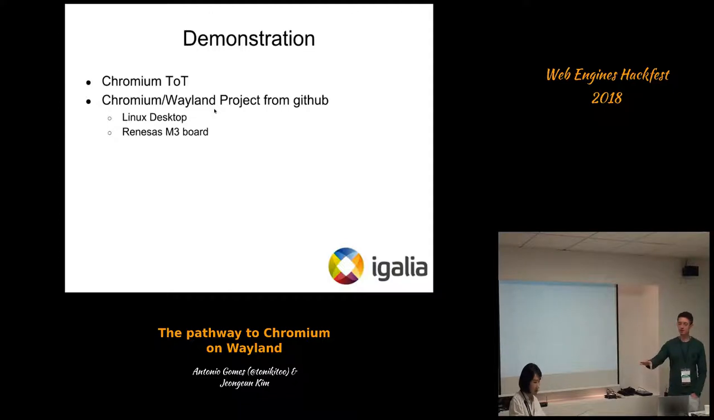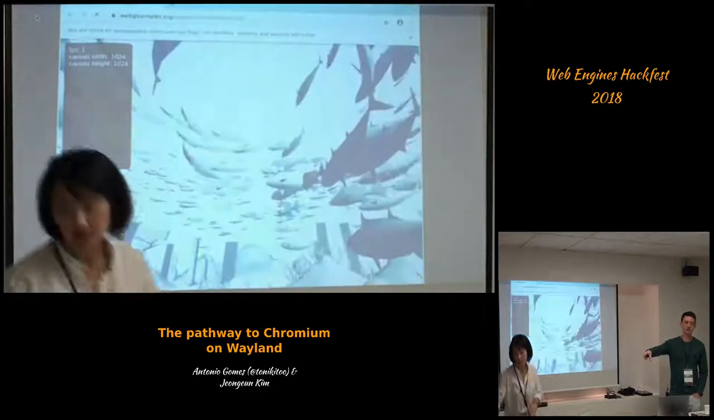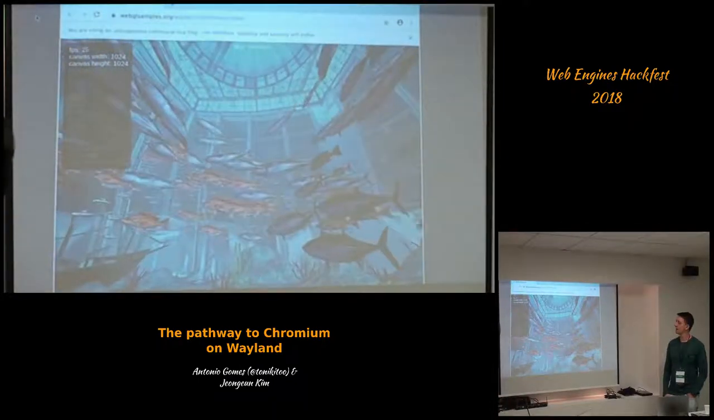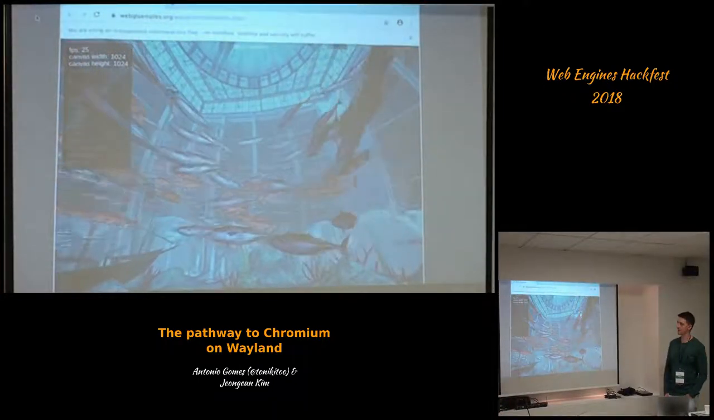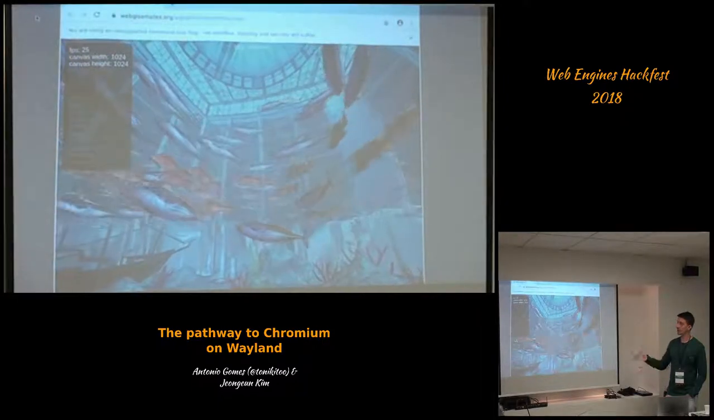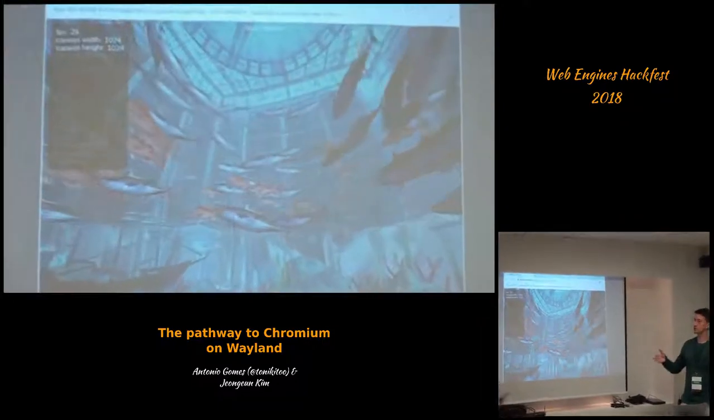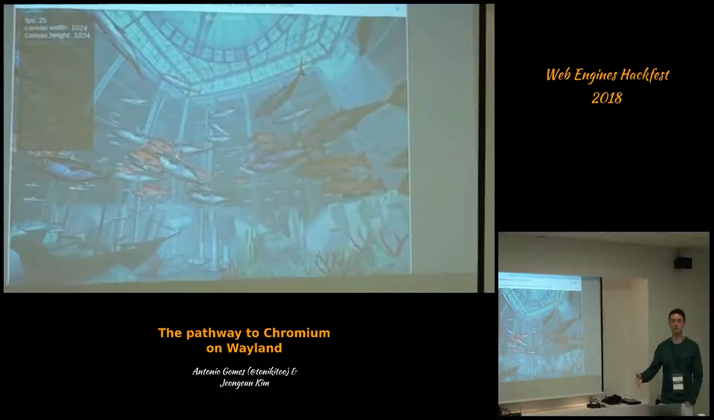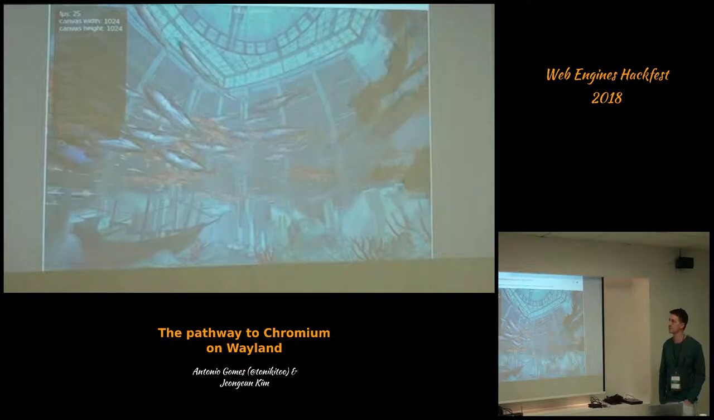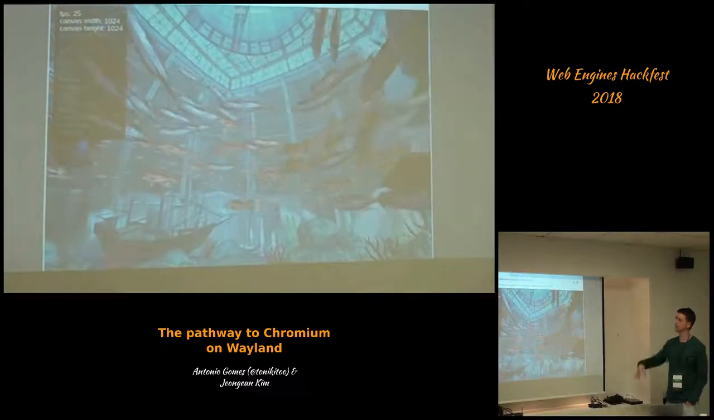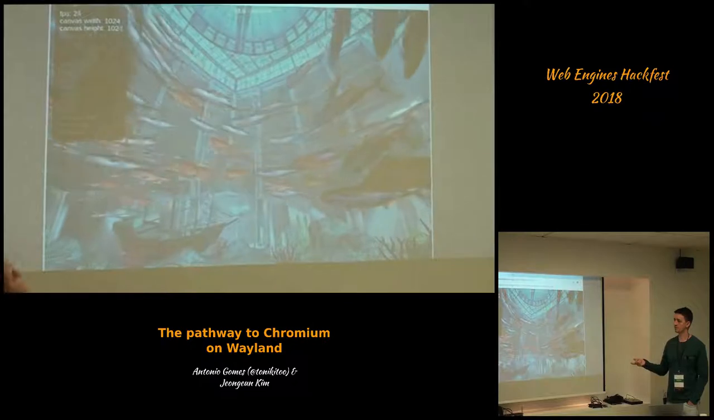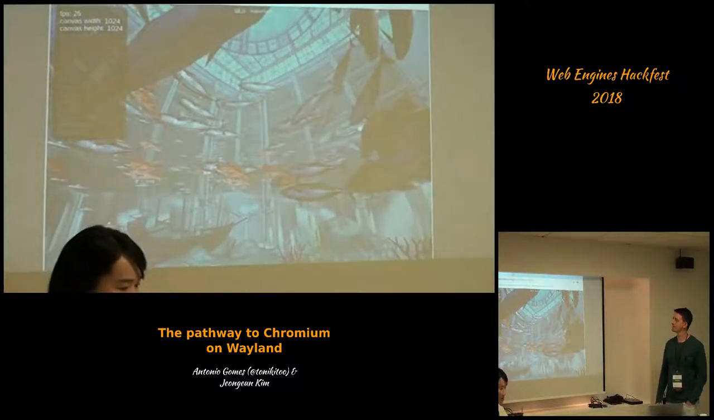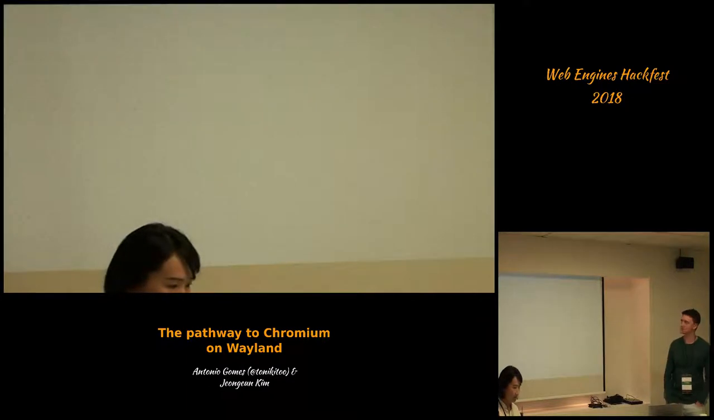So basically what we are running here is AGL, the Automotive Grade Linux platform, on the Renesas R-Car M3 board. And that's Chromium on Wayland without the GPU split, so the GPU is running in process, the same process as the browser process. We can reach 25, I guess, right? Yeah, we reach 25, which is okay, in terms of frames per second.